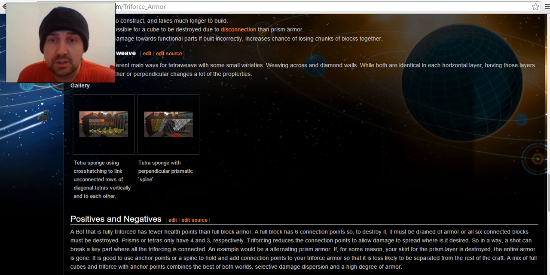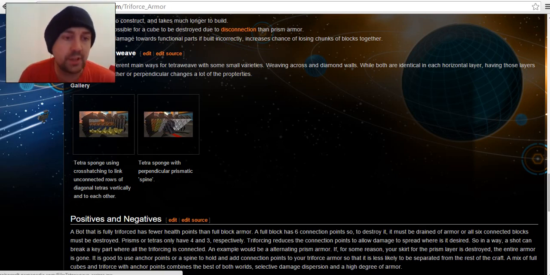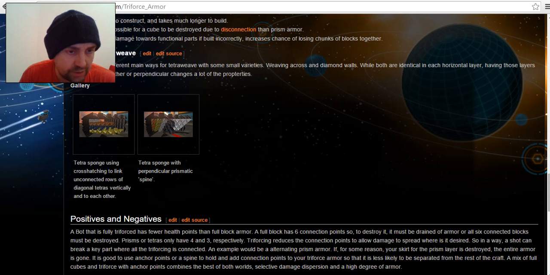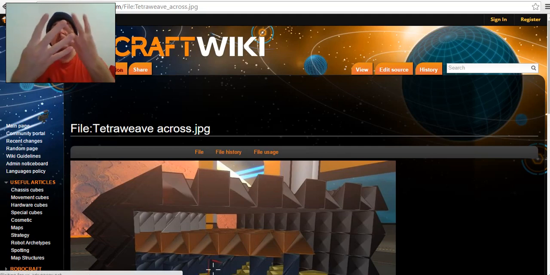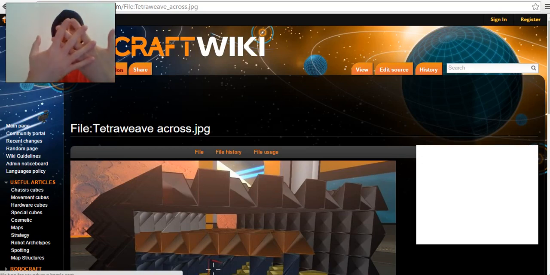There are two different main ways of Tetra Weave with some small varieties. Weaving across and diamond walls. While both are identical in each horizontal layer, having these layers parallel to each other, rather than perpendicular, changes a lot of the properties. Okay, fine. Tetra Sponge using cross-hatching to link unconnected rows of diagonal tetras vertically to each other. Let's have a look. So, cross-hatching. Now, cross-hatching is where you have some lines, and you go across like that. That's cross-hatching. So, line, and then cross-hatching like that.